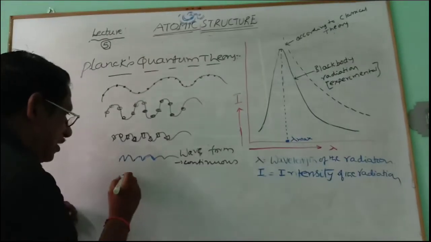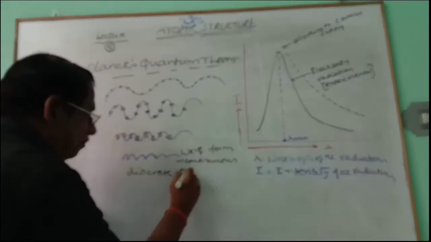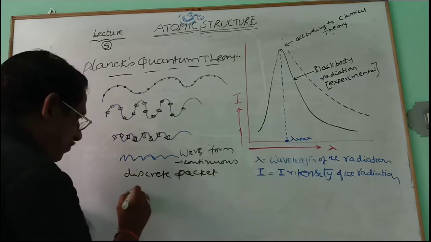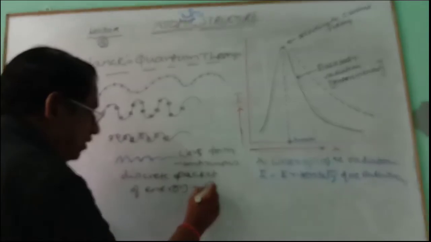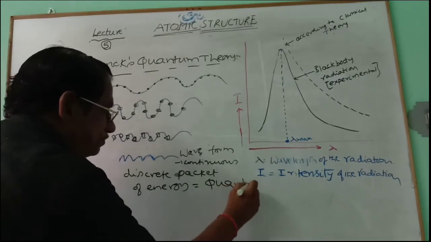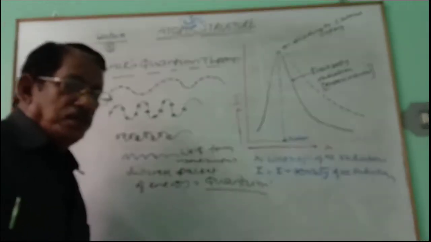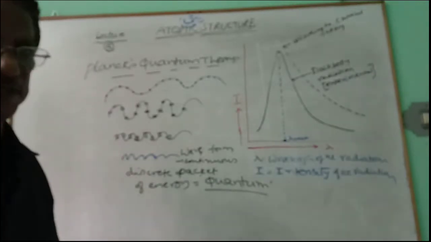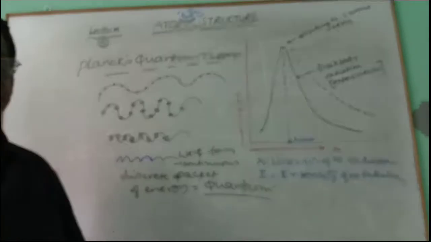And that discrete packet of energy is called a quantum. In this way, the quantum is introduced. Every radiation will possess small packets of energy. Each packet of energy is called a quantum.